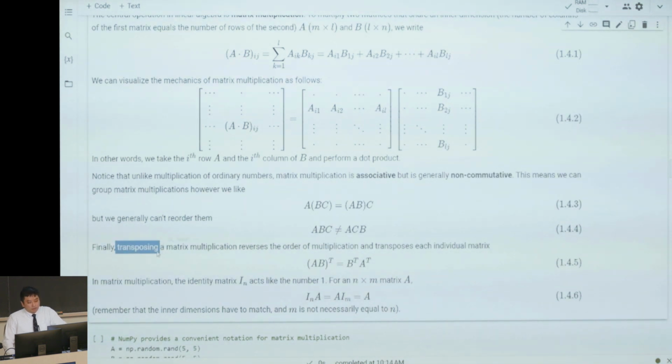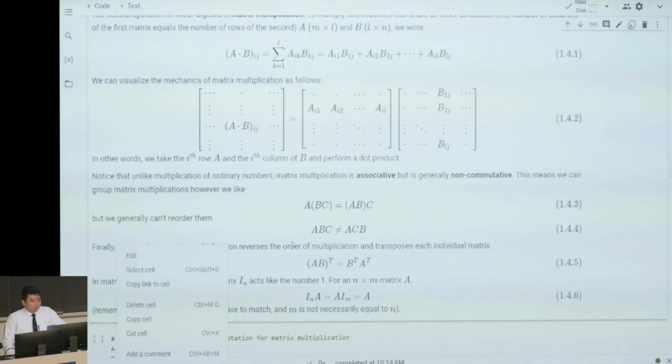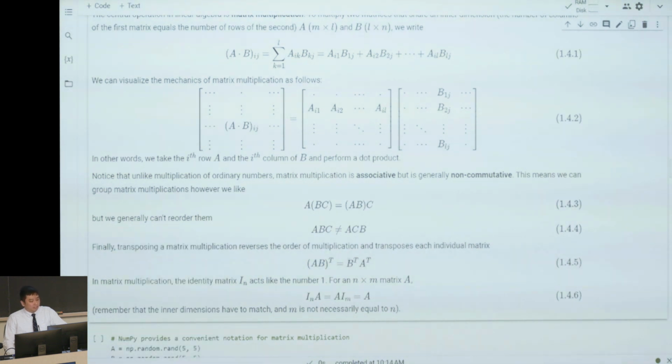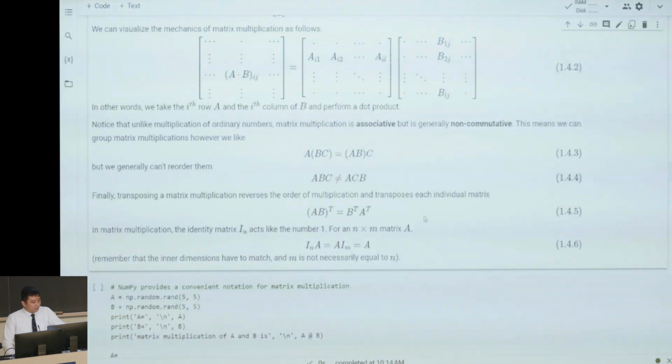This matrix transpose that we used earlier, when you transpose the product, it's the product of the transposes, but in opposite order. And you can prove that if you go through this and look at the definition. And then this identity matrix that we introduced earlier, if we multiply on the left or the right by the appropriate matrix, we don't change the matrix. So that's why it's called the identity matrix. It acts like the number 1 for matrices.